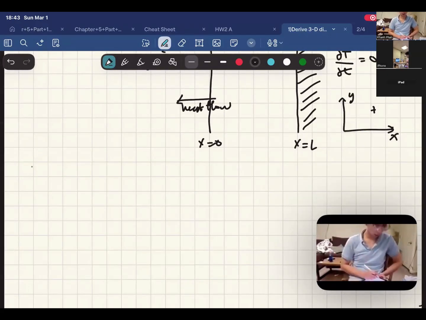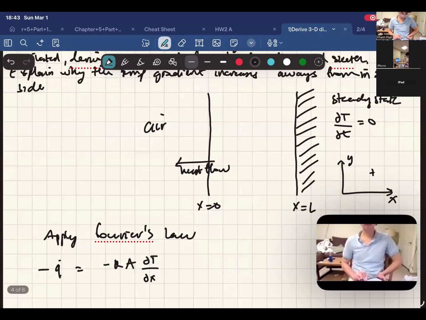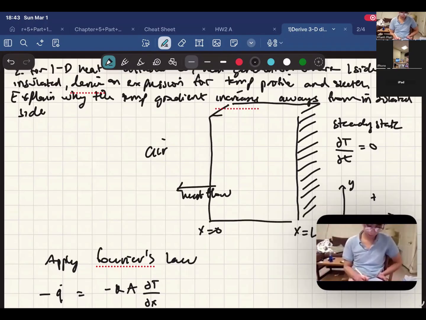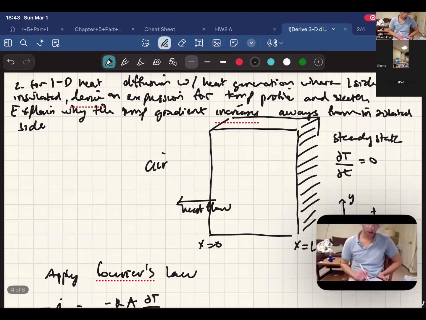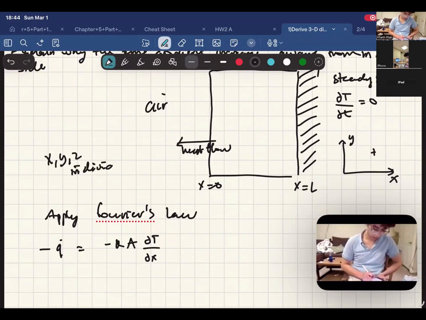Okay, so now we're going to apply Fourier's law. We have negative Q equal to negative kA dT dx. But now, since we're taking into account the 3D dimension, we have to take account of all three directions, x, y, and z, individually.